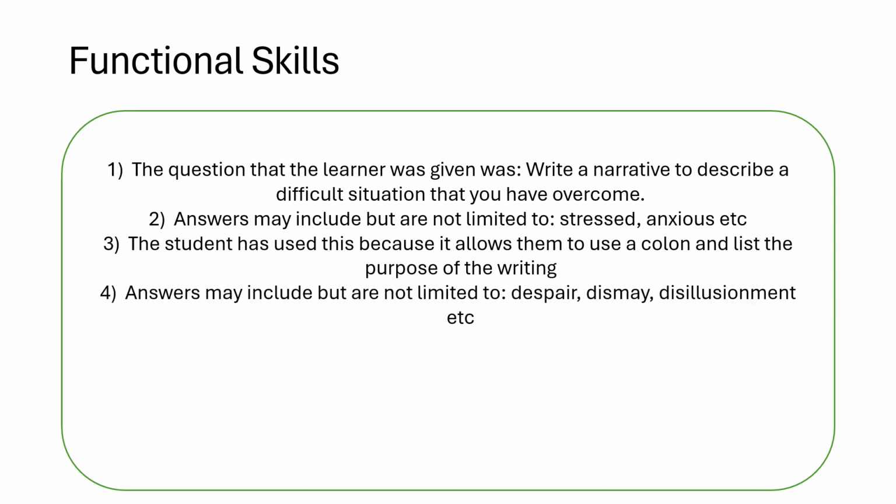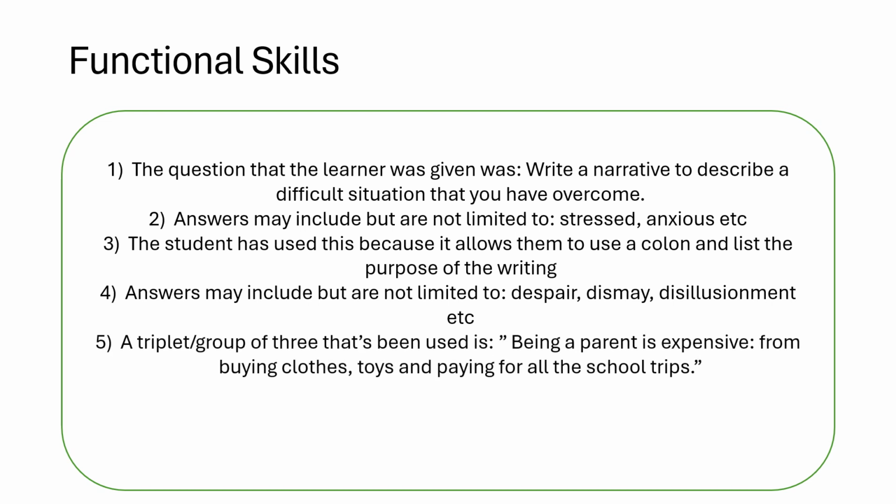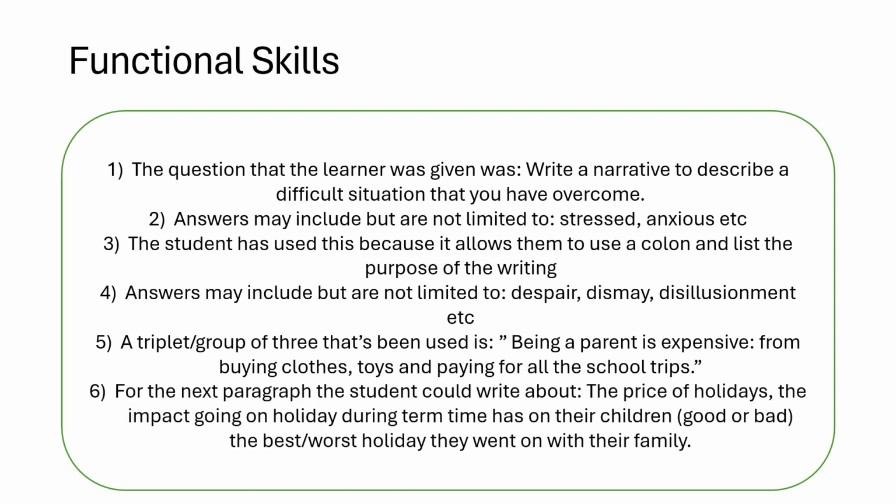Number 4, answers may include but are not limited to despair, dismay and disillusionment. Again, if you've got anything different, please feel free to share it in the comments below. It's good to have a little bit of a discourse, a little bit of a back and forth if you've got any ideas that you're not too sure about. Number 5, a triplet, a group of 3 that has been used is being a parent is expensive, from buying clothes, toys and paying for all the school trips. And our final one, number 6, for the next paragraph the student could write about the following things.